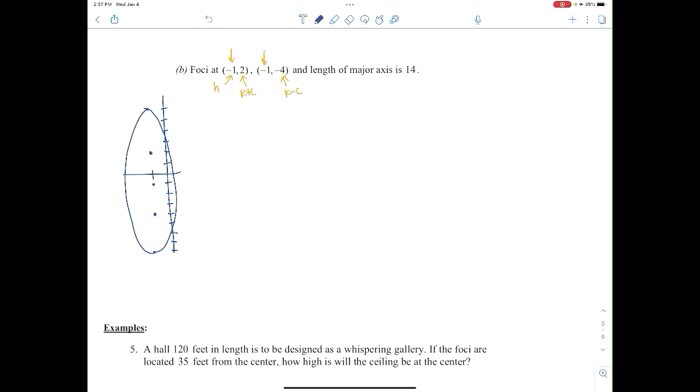Now, since the major axis is parallel to the y-axis, that tells us our general form of our equation is going to be (x minus h) squared over b squared plus (y minus k) squared over a squared equals 1. We know that our h is -1, so x plus 1 squared. And we know the k, we don't know the k yet.